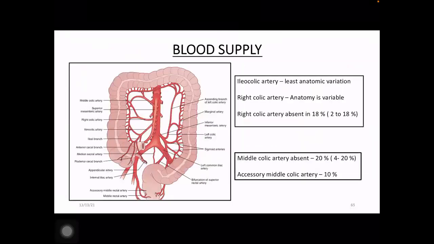The blood supply is very important, and I want to spend some time on this. It is supplied by both the SMA and the IMA. Let's concentrate first on the SMA branches. So this is the SMA. The SMA first gives the middle colic artery, which divides into a right branch and a left branch. Following which it gives the right colic artery. The right colic artery is not a constant branch; it is absent in many individuals. Then the SMA continues as the ileocolic artery, which further divides into the appendiceal artery, the anterior cecal artery and the posterior cecal artery.